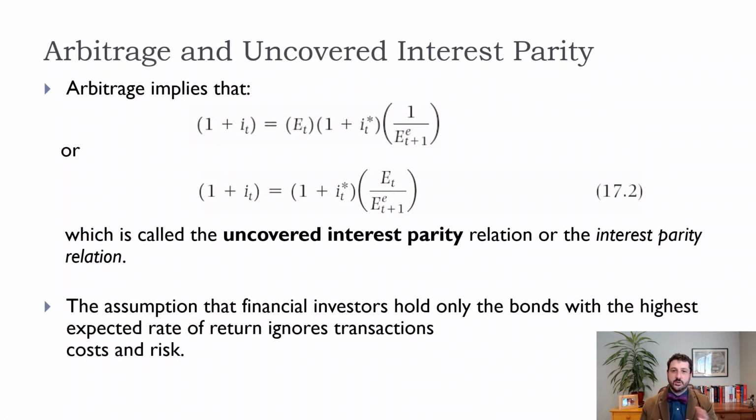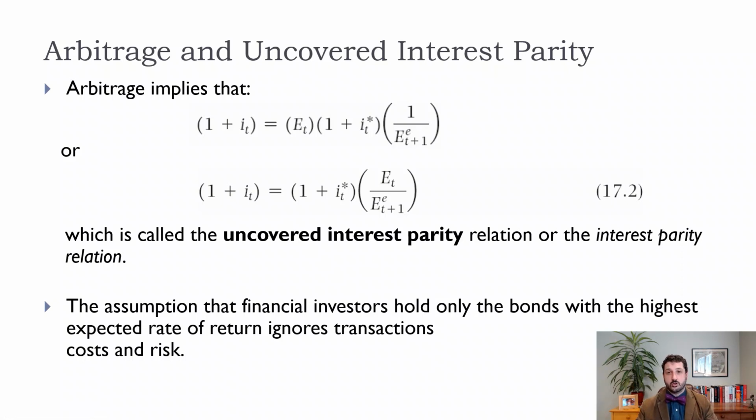We can figure this out with a little bit more math. This is basically the same math that was in that slide, but we're just equating these two now, right? So the return you get from the US, that's 1 plus I_t, should be equal to the expected return that you get from the UK bond, which is 1 plus I star_t times the ratio of today's exchange rate to next year's exchange rate. And this is called uncovered interest parity.